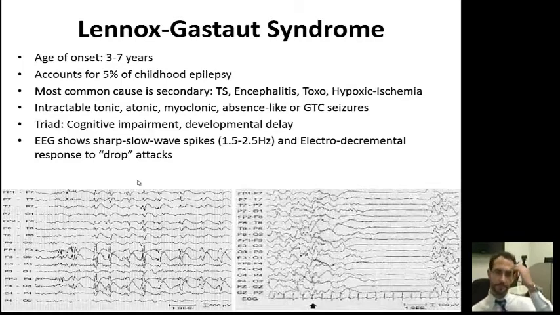The triad has been described as a cognitive impairment with developmental delay accompanied by a typical EEG again. And there are two main descriptions from the EEG standpoint, and one of them is the sharp slow wave spikes with a frequency of 1.5 to 2.5 hertz. The other will be the electrodecremental response to drop attacks. So for the first one, you can see the first EEG. She's showing the pattern of a sharp slow wave spikes 1.5.